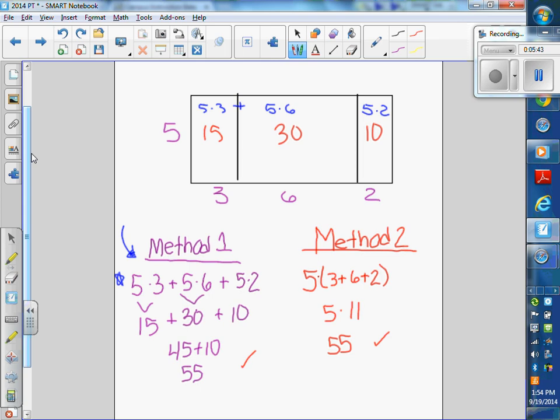Keely, where's your work? Okay, so you should bring it in Monday morning and check your work. Same with you, Rosa. Okay. Ava, you got it? That makes sense?